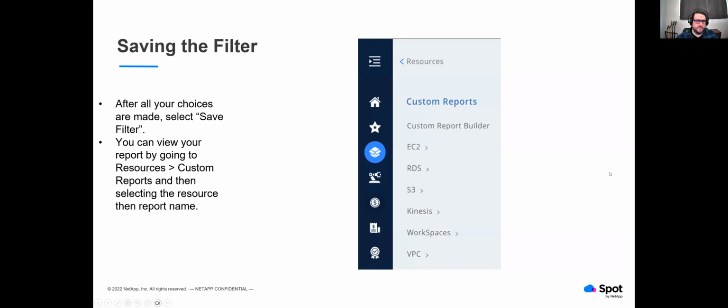After you've saved the filter, you can view it by going to custom reports and then selecting the resource type that you want. The list of the filters, as you named them, will appear there, and you can select them, pull them back up, run the report, or adjust the email configuration.